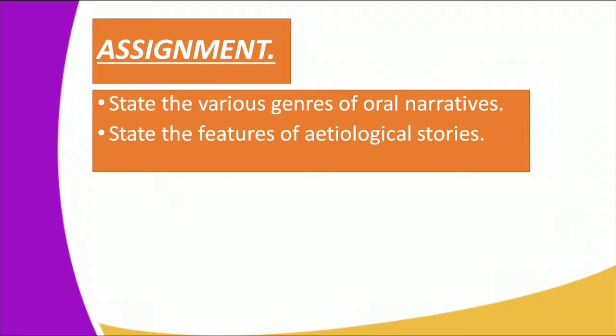Okay, having listened to that and having known why the tiger has stripes on his or her coat, it's time for your assignment. And the first assignment is state the various genres of oral narratives. We have talked about them. We have said that they are about 6. If you feel that there is one that you left out, kindly add to your list.